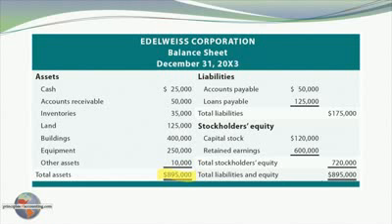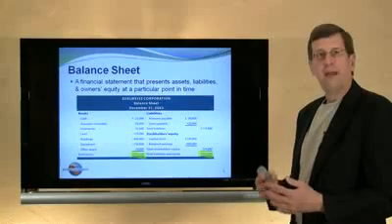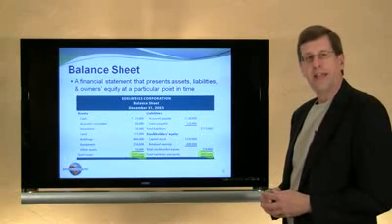The obligations of the entity, the total liabilities, in this particular section total $175,000, and for this particular corporation, you can see that the equity consists of capital stock of $120,000 and retained earnings of $600,000. Now, that gives us total equity of $720,000, so the $895,000 in assets equals the sum of the liabilities plus the equity. So, the balance sheet is a reflection of the fundamental accounting equation.